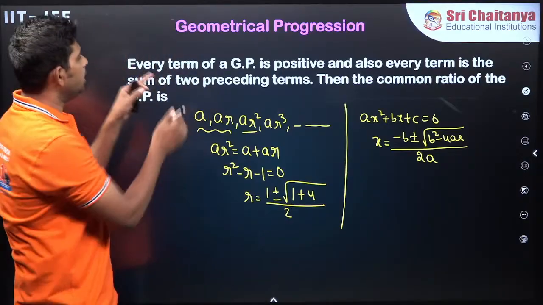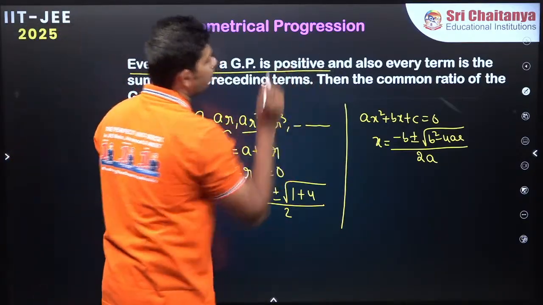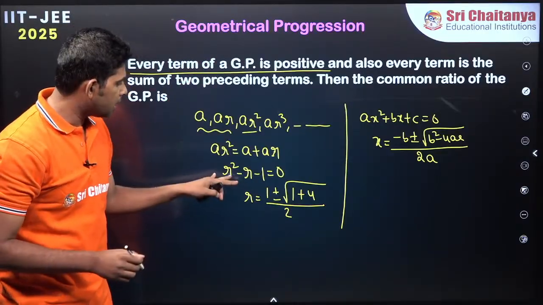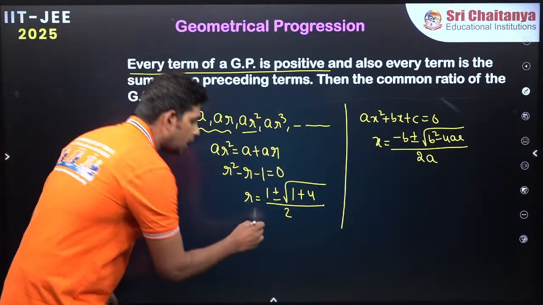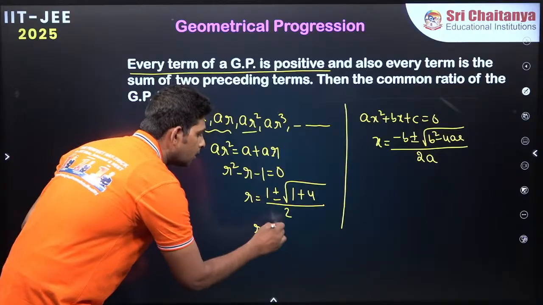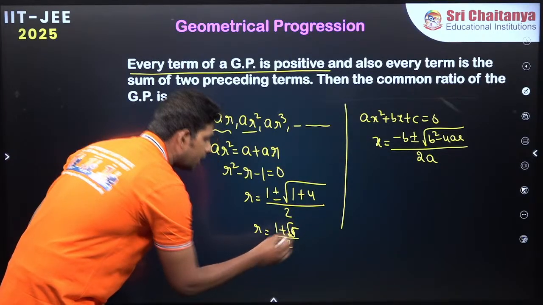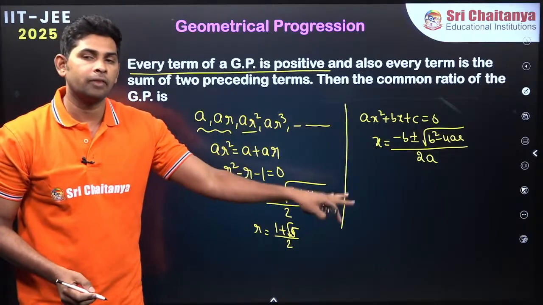But what they are saying is that every term of the GP is positive. If I take a as positive, in this case a is equal to 1, then r must be equal to what here? 1 plus square root of 5 divided by 2. Why can we not take negative, 1 minus root 5 by 2?